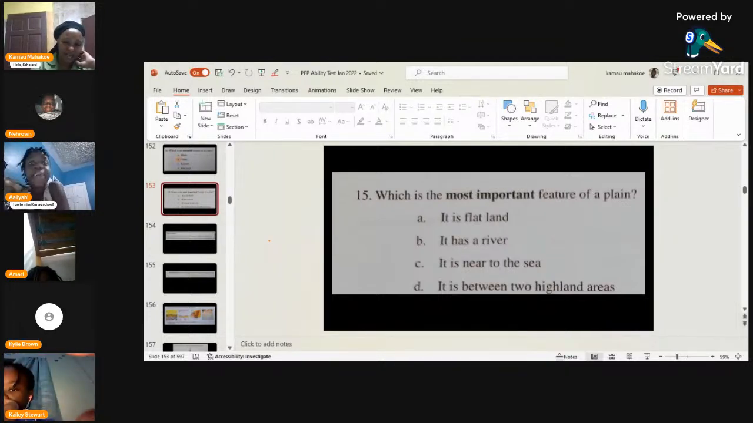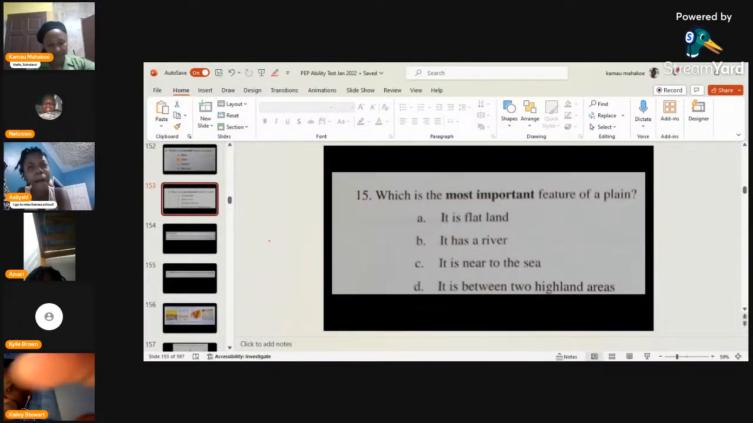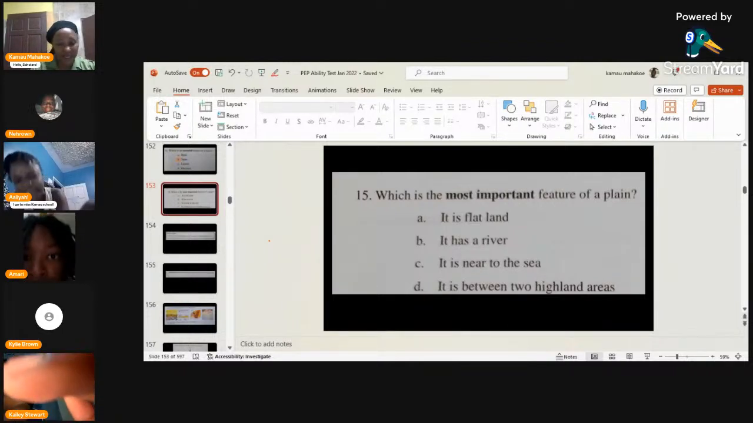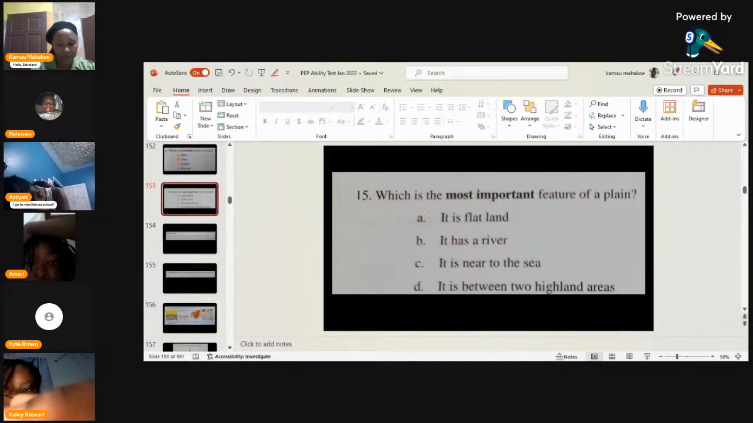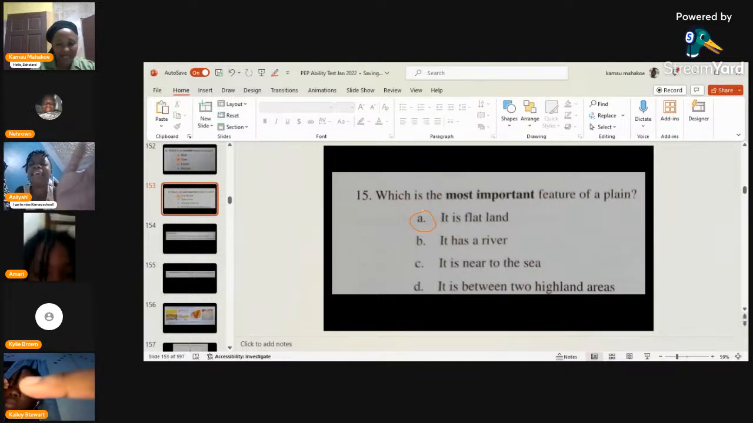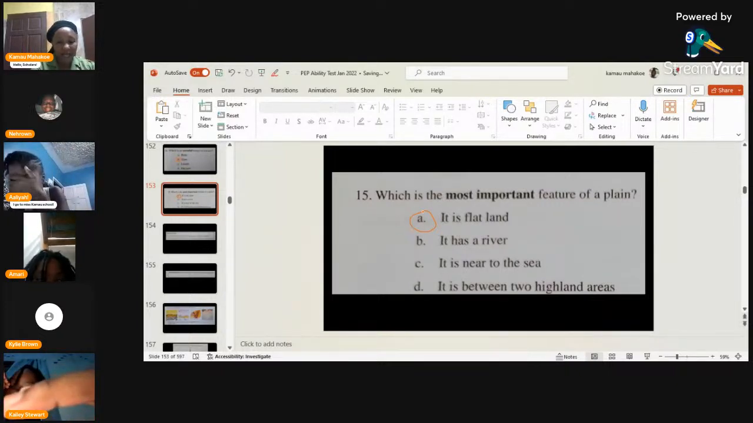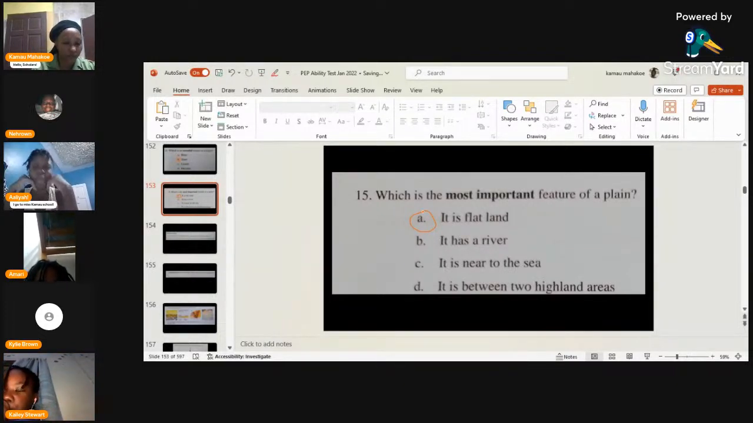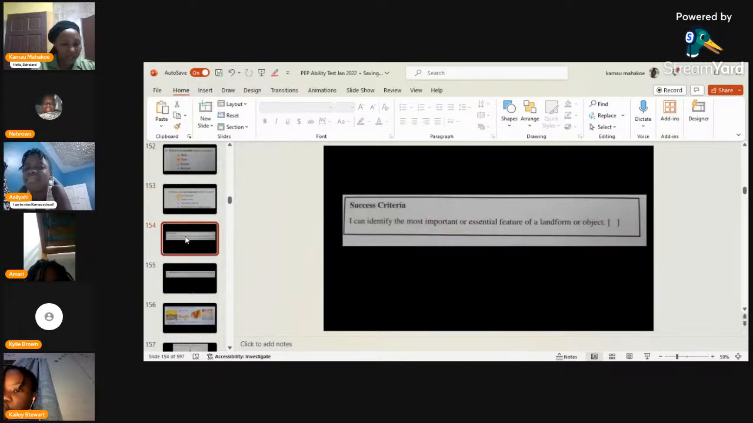Okay, what defines a plane? What is the definitive feature of a plane? Does it have to be near the sea? Miss, it is A, Miss. What does A say? It is flat land, Miss. That is also correct. A plane is flat land, and even more specifically, flat lowland, right? If we want to be even more specific.